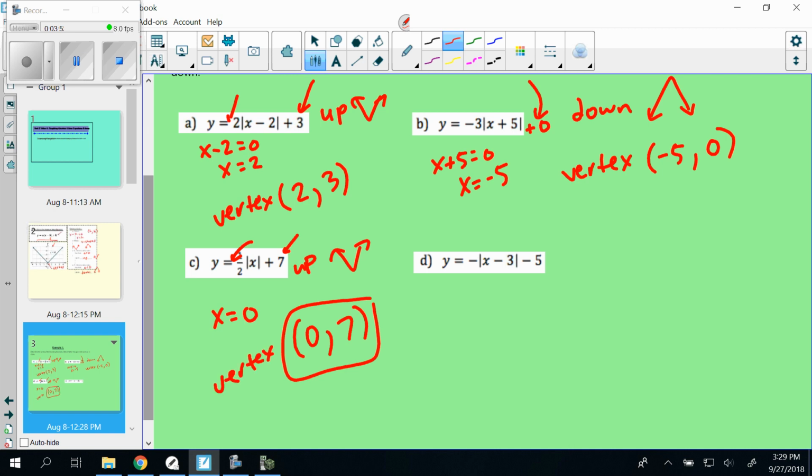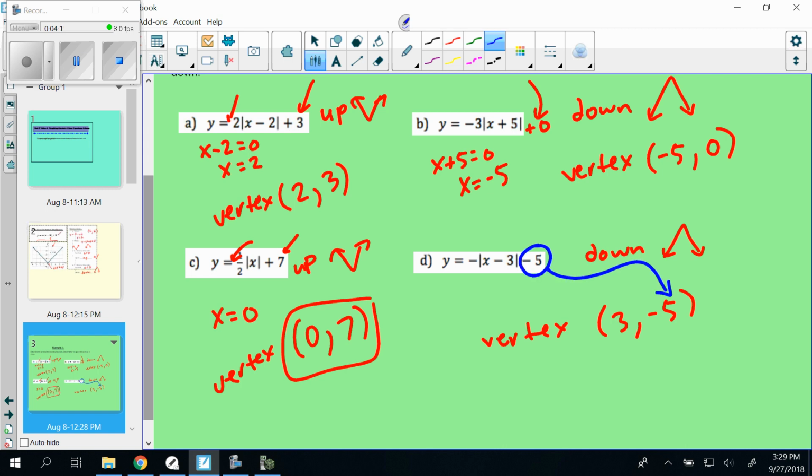Why don't you pause the video and try D and see what you get. All right, let's check it out. This one you should have had opening down because there's a negative in front. And then the vertex on this one, you should have had it as (3, negative 5). Negative 5 because it's minus 5 here. And 3 because 3 is the number that makes that equal 0.